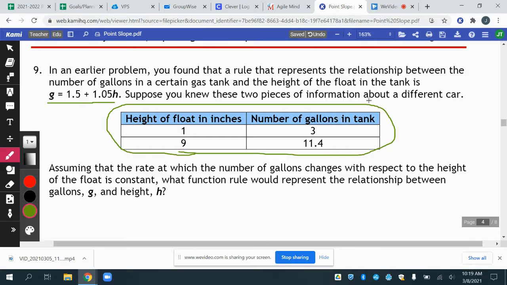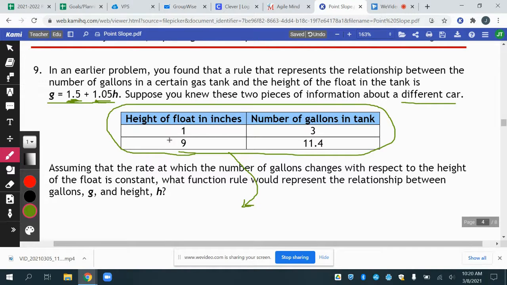Wait, a different car. Different car. Okay, good. This is a different car, so we have to start from scratch. Well, we need to find slope, and we need to find y-intercept. The first thing we can find is slope.